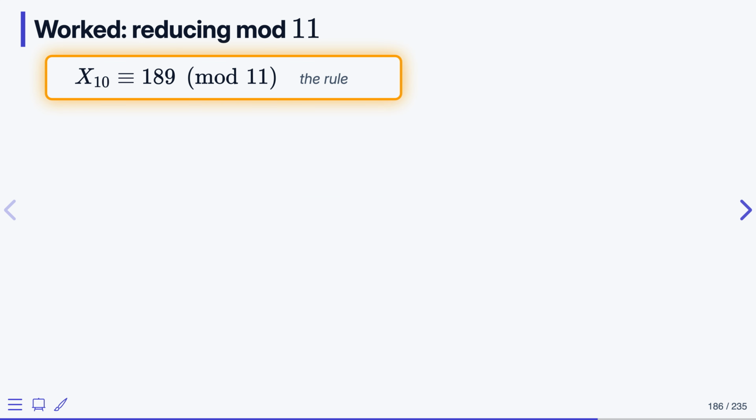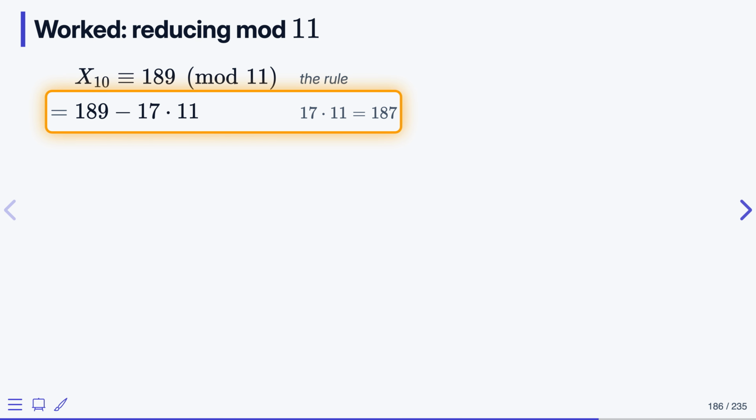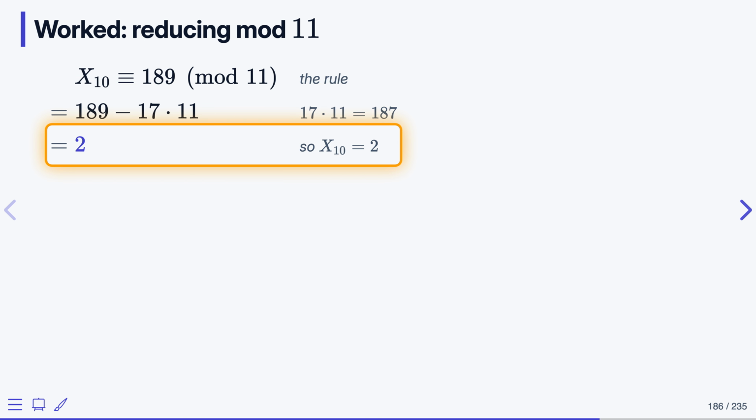Now reduce. Line 0. The rule says the check digit is congruent to 189, mod 11. Step 1. How many 11s fit in 189? 17 of them make 187. Step 2, so the remainder is 2. The check digit is 2.